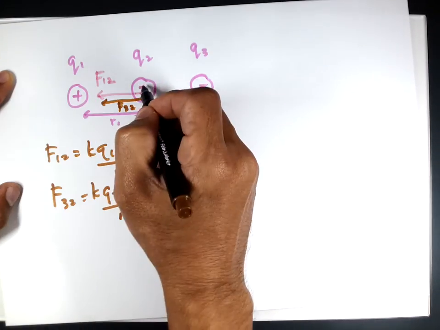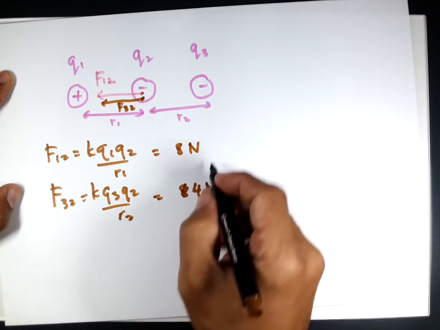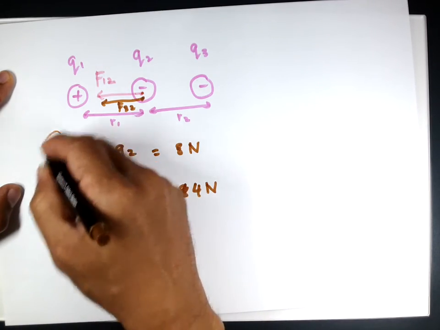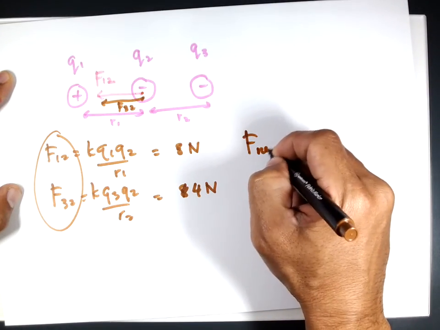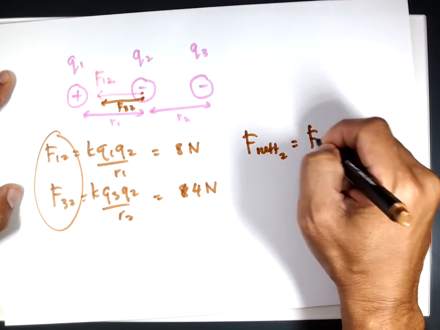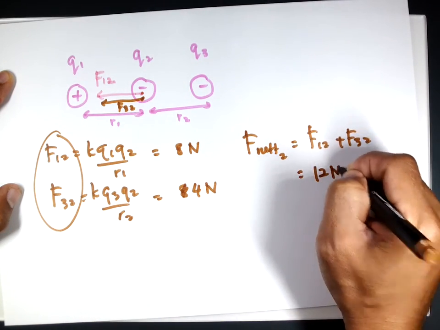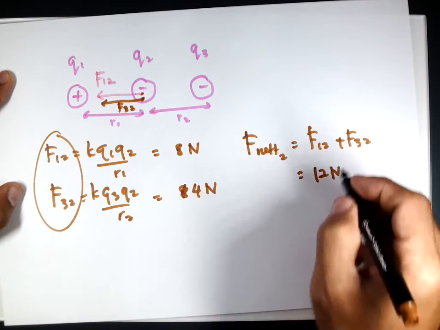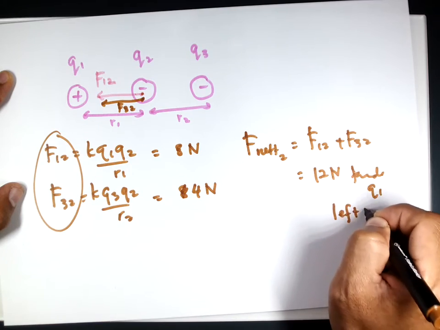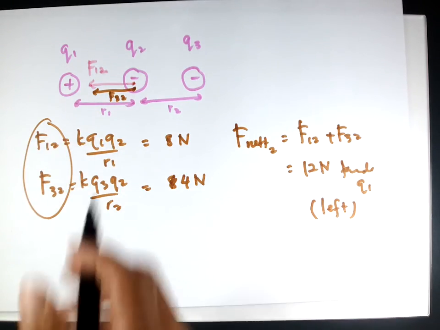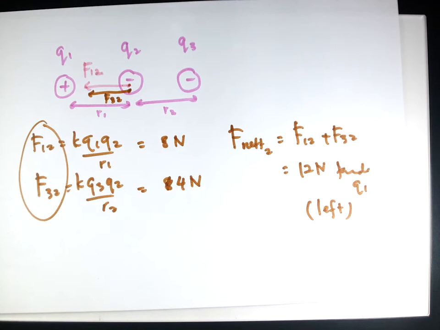So what is the net force? You have these in the same direction, right? So just add. F net at 2 equals F12 plus F32. So you get 12 newtons to the left, or towards Q1, or to the left. Same direction, add. One person pulls to the mosque, another also pushes to the mosque. Confirm it goes to the mosque. Okay.